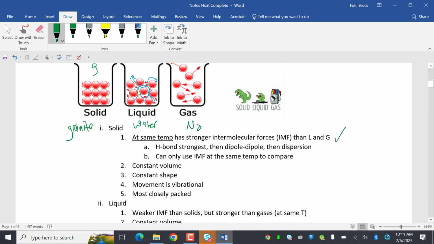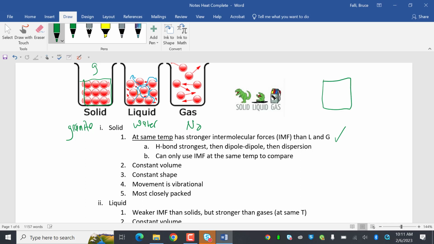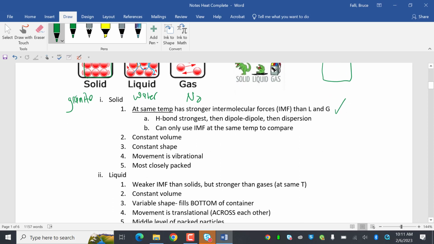A solid has a constant volume. Notice how this volume is unchangeable. A constant shape. If I took it out of the beaker, it would look the exact same shape. The movement is vibrational, meaning the particles never move across each other, and it's the most closely packed.